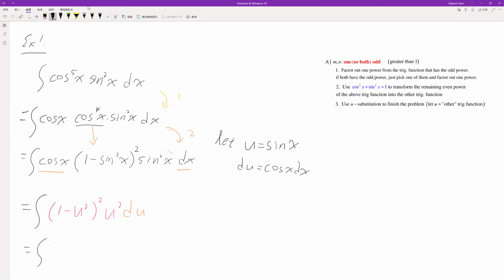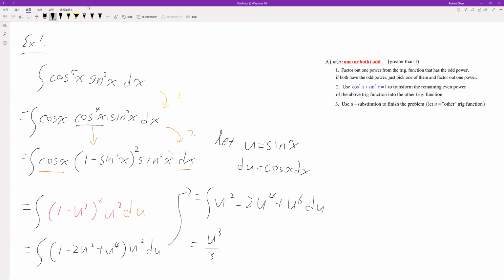So we have 1 minus 2u squared plus u to the fourth, times u squared du, which is equal to u squared minus 2u to the fourth plus u to the sixth du. And then just integrate it by the simple power rule: u cubed over 3 minus 2u to the fifth over 5 plus u to the seventh over 7 plus C.